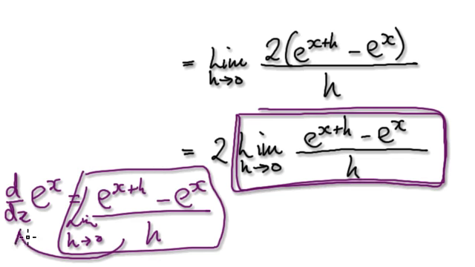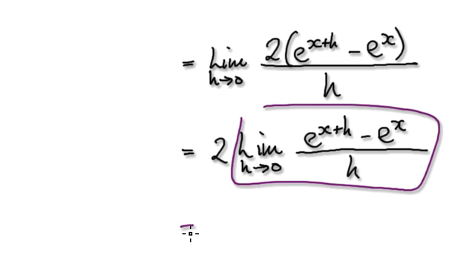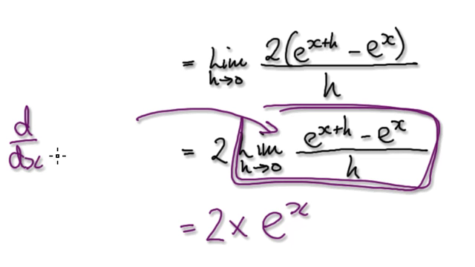So now we can work backwards and say that this box here is really the differential of e to the power of x. When you differentiate this, it's just e to the power of x. So at this stage you can say it equals 2 times e to the power of x, because this box is really d by dx of e to the power of x.